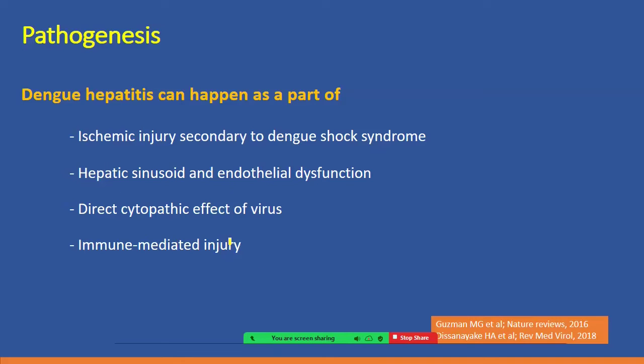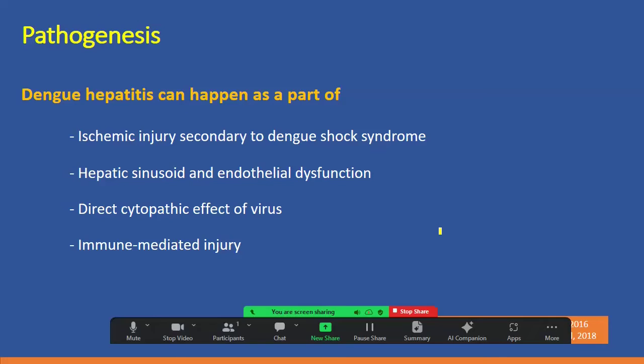Third one is the direct cytopathic effect of the virus. So the virus infects the hepatocytes and it causes the release of pro-apoptotic factors, which in turn cause the apoptosis of the hepatocytes, leading to cell death. And the fourth one is the immune-mediated injury, because when the liver cells are infected, the body has its mechanism to fight the viruses. So as the body tries to eliminate this virus, there occurs destruction of hepatocytes also.